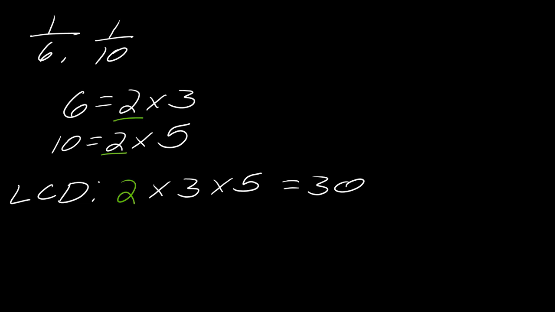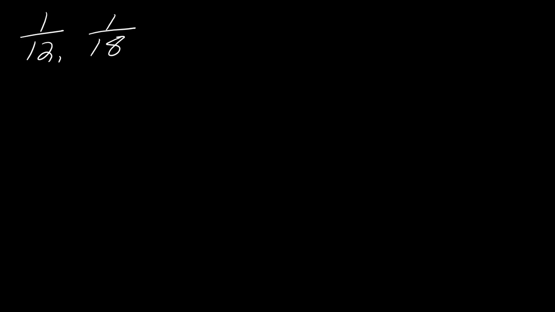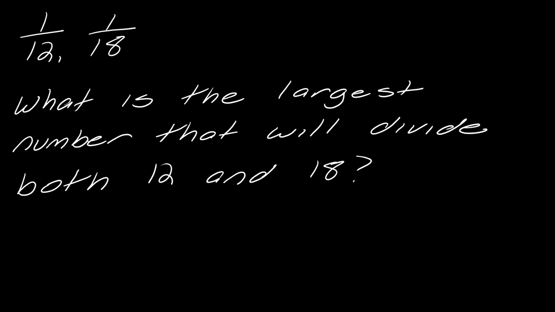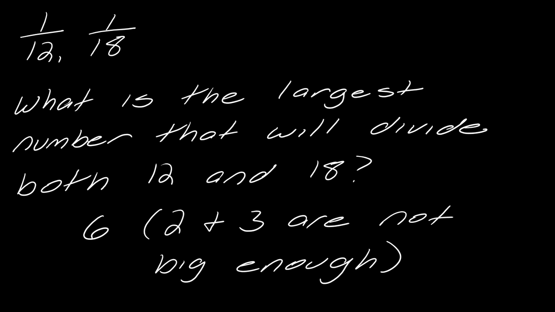We're good to go. I want to jump into another example just to really show you how this works. Now I've got 1 over 12 and 1 over 18, and I want to find the LCD. What is the largest number that will divide both 12 and 18? Make sure it's the largest. You might have to pause and think about this for a second. The largest number that will divide both is 6. Notice if you chose either 2 or 3, 2 divides both 12 and 18, and 3 divides both 12 and 18, but that's not the largest number. The largest number that you can divide both by at the same time is 6. That's really what we're looking for to get to our LCD.